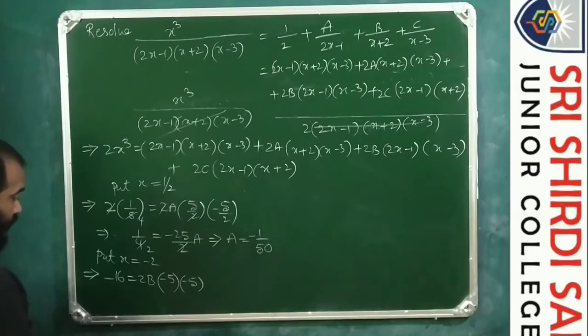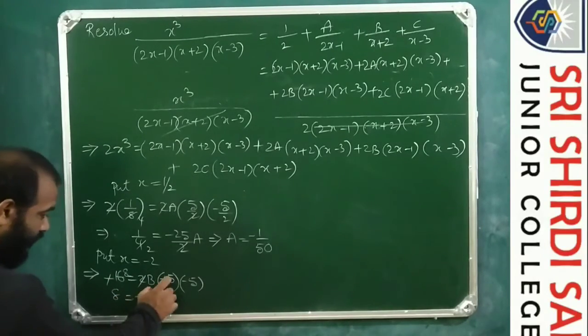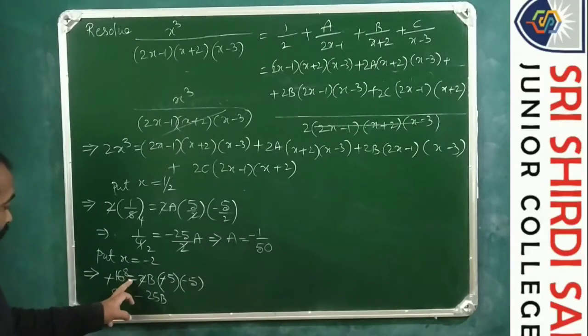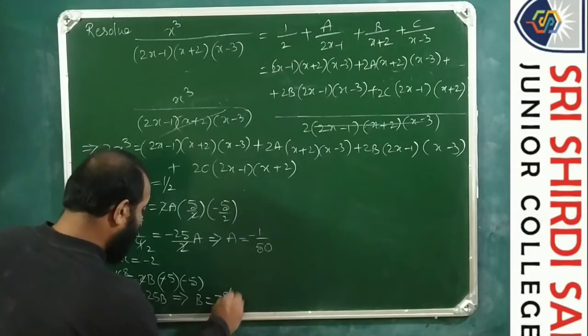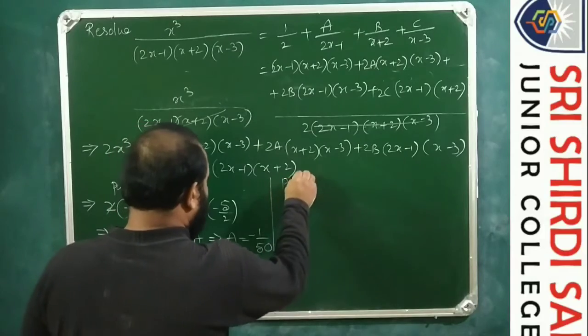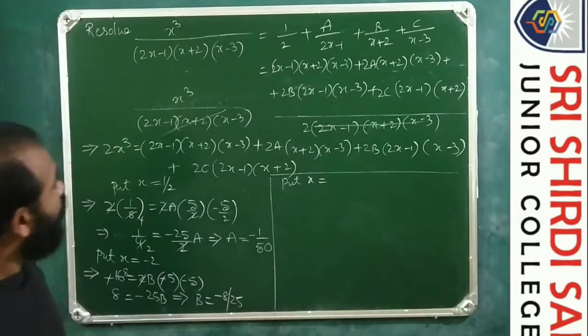This is equal to this 2 8 times, minus minus gets cancelled, 8 is equal to minus 5 5 is 25b. So 8 is equal to 5 5 is minus 25b. From this b is equal to minus 8 by 25.